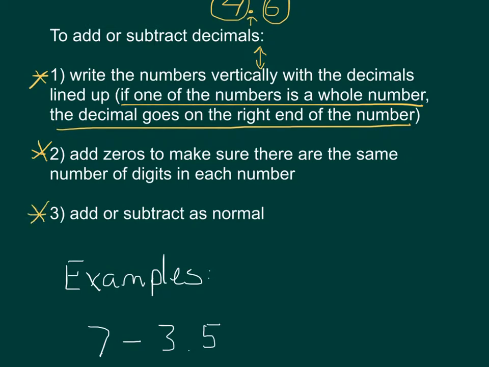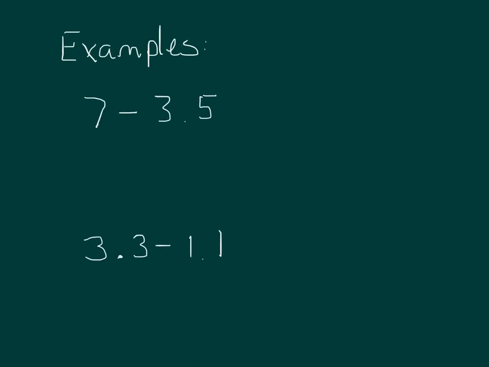Okay, so let's look at our examples. 7 minus 3.5. Okay, so our first step is write the numbers vertically with the decimals lined up. 7 is a whole number. It doesn't have a decimal written, but the decimal belongs on the right side of the number because 7.0 is the same as 7. And 3.5 goes underneath that with the decimals lined up. That way we're adding the same place value. That way we're adding the whole numbers to the whole numbers and the fractional parts to the fractional parts. I said adding, I meant adding or subtracting. In this case we're subtracting.